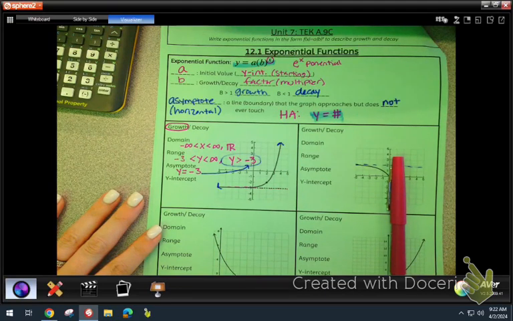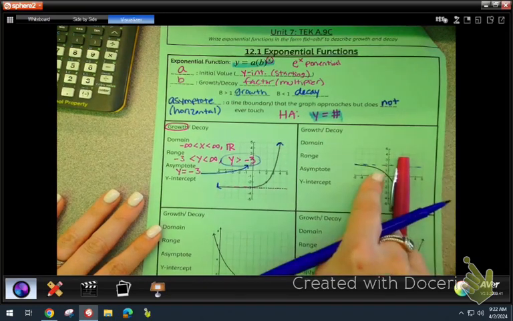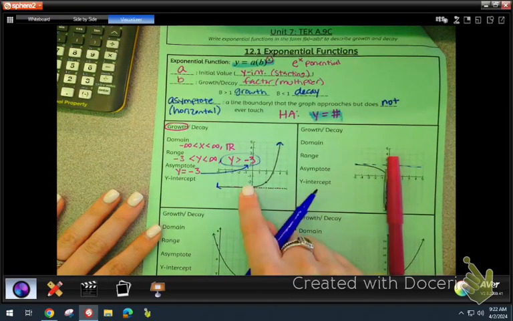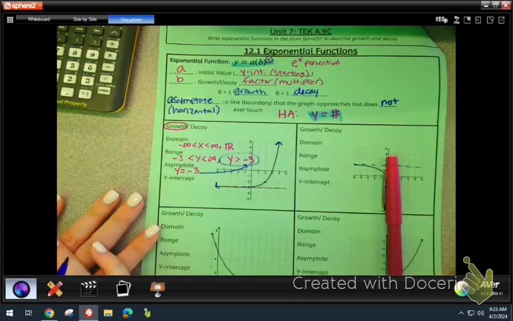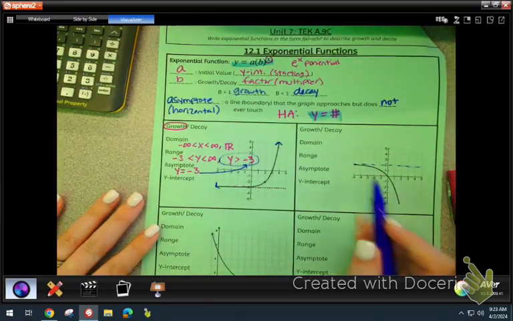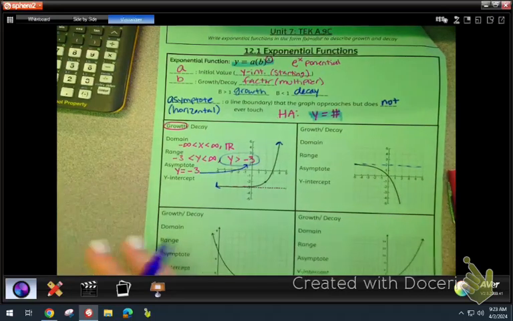Wait, but this one infinity, it doesn't have arrows like on the actual paper. This one? No, the ones to the left. The arrows aren't... I know. We put them on. Sometimes when we grab graphs from the internet, for some reason, it doesn't take the arrows.